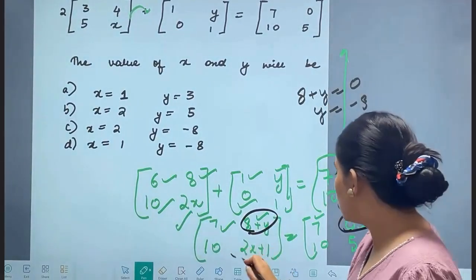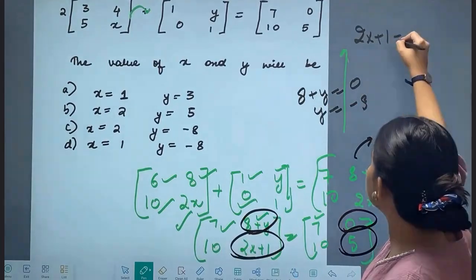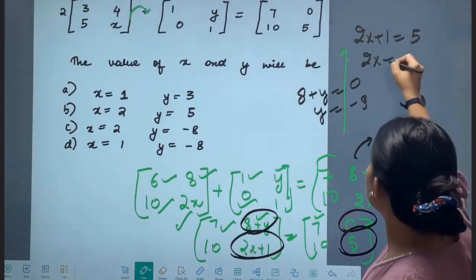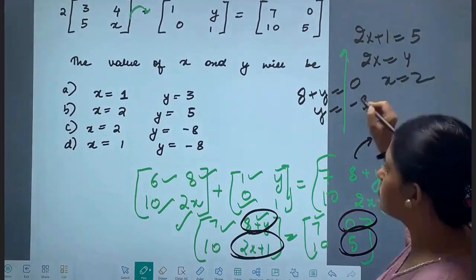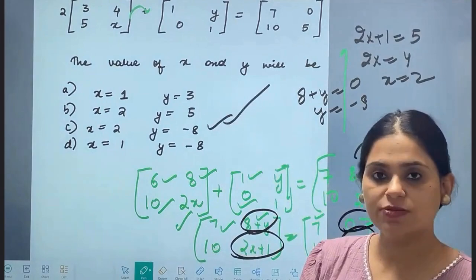And if I equate 2x plus 1 to 5, so beta, 2x plus 1 is 5, so 2x will be 4, so x will be 2. So x will be 2 and y will be minus 8. That's the answer to your question.